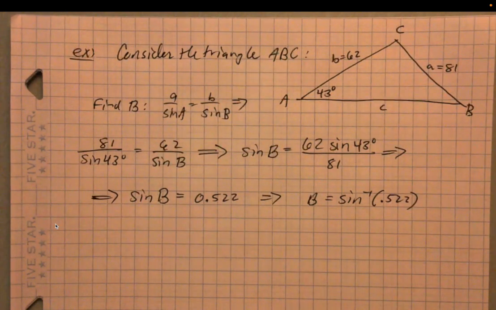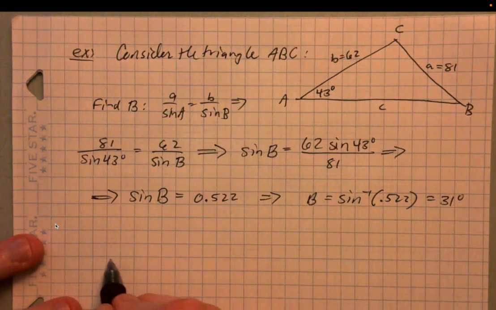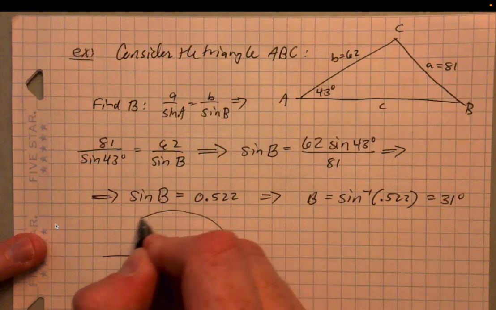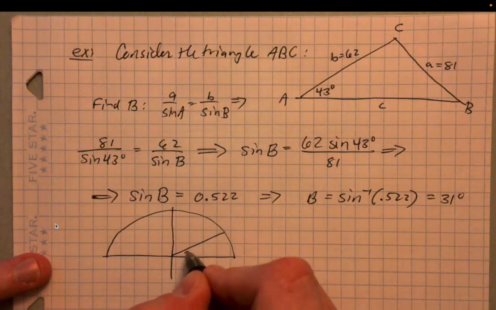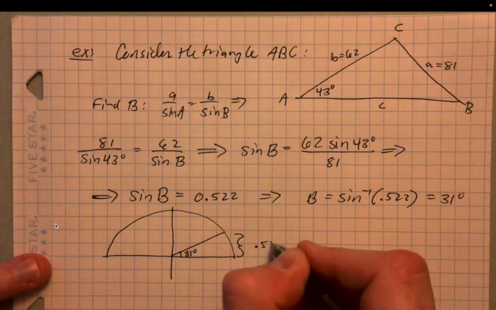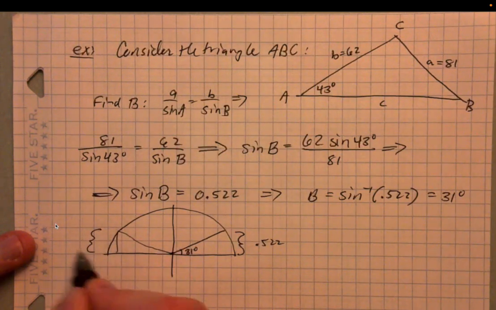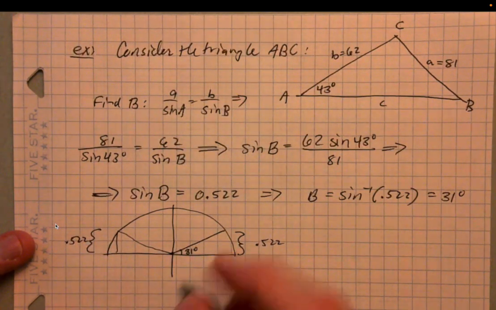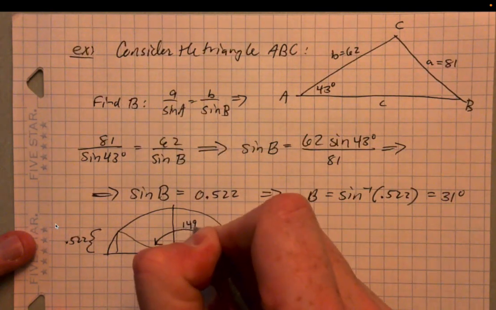But here again, if you plug this just into your calculator, you're going to get 31 degrees. But you have to be careful because there's actually two possibilities, right? If this is my unit circle, then here's my first one. This is 31 degrees, and that's telling me that this height here is 0.522. But you can clearly see that there would be something over here as well that's 0.522. And that angle goes all the way around and would be 180 minus 31, so I believe that's 149 degrees.